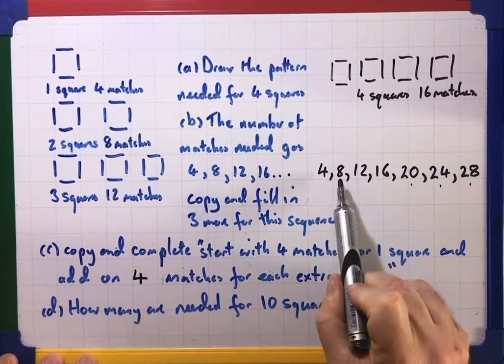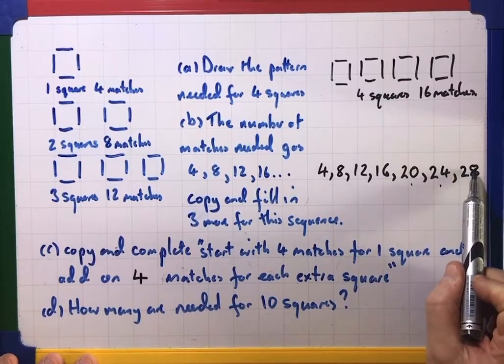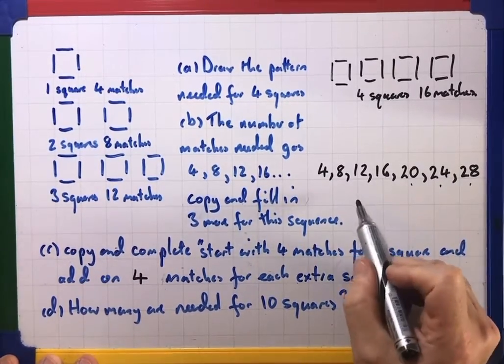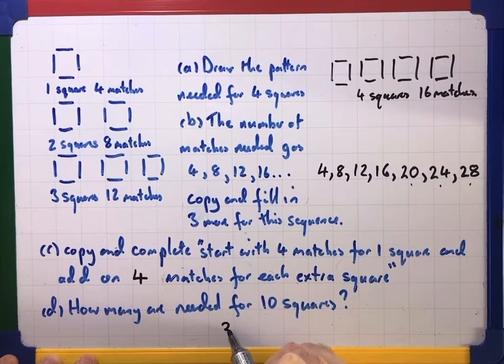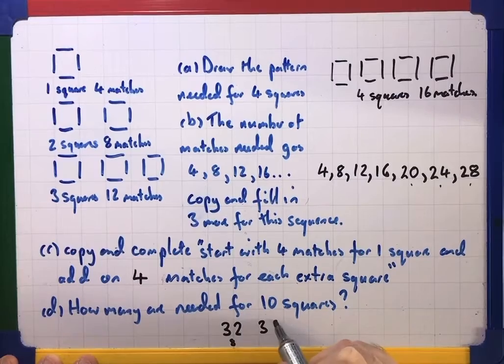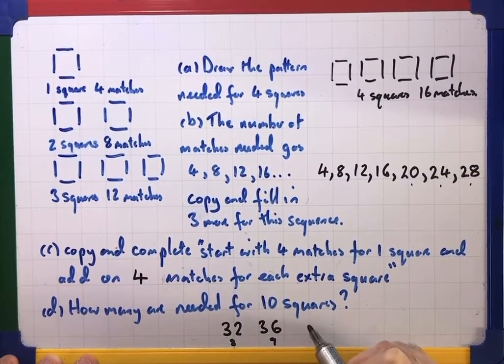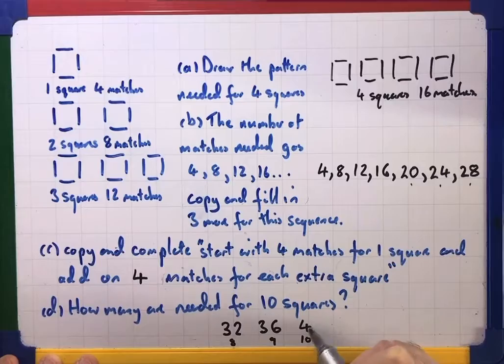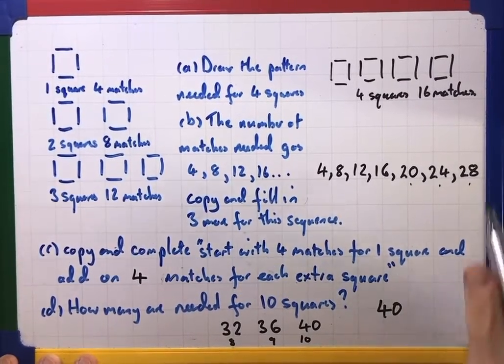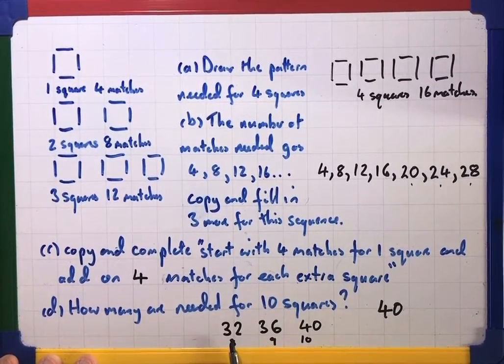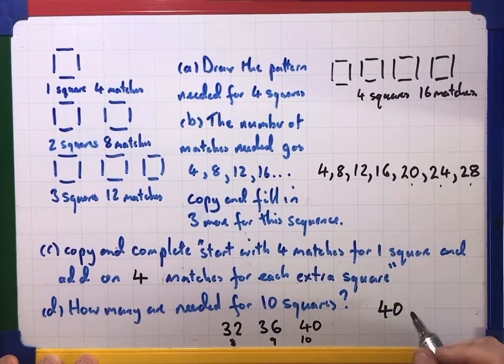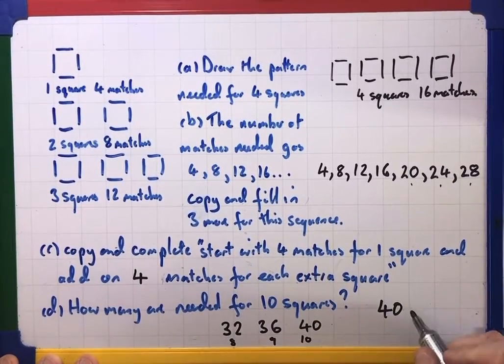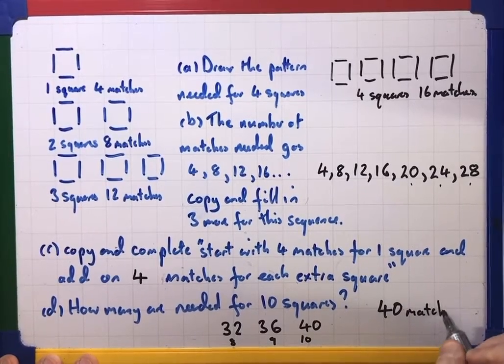Well, look, that's 1, 2, 3, 4, 5, 6, 7. That's the 7th one. So the 8th one would be 4 more, which is 32. The 9th one would be 36, wouldn't it? And the 10th one would therefore be 40. So, just continuing the sequence onwards, 32, 36, 40. That's our 10th term. So that's the one we needed. Sorry, for 10 squares. You need 40 matches.